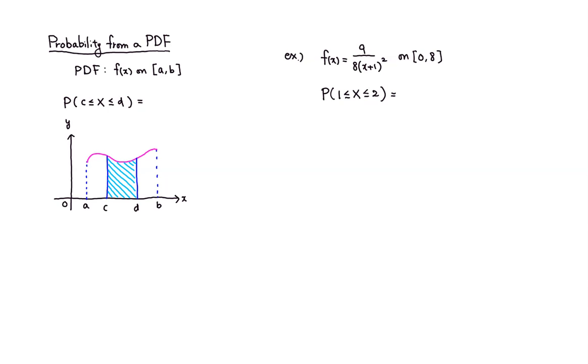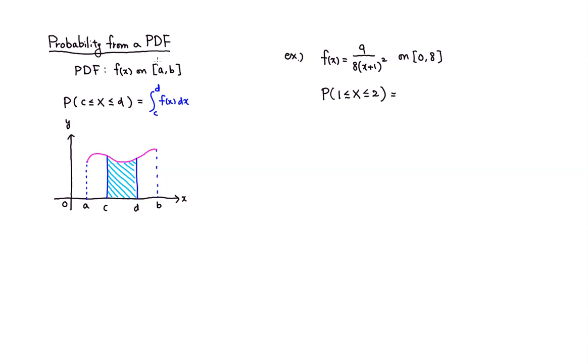All right, let's look at finding probability from a probability density function. Let's say we have a probability density function f of x defined on the interval from a to b. If you want to find the probability of the random variable falling between c and d, you simply have to integrate the probability density function, where the lower limit is c and the upper limit is d.